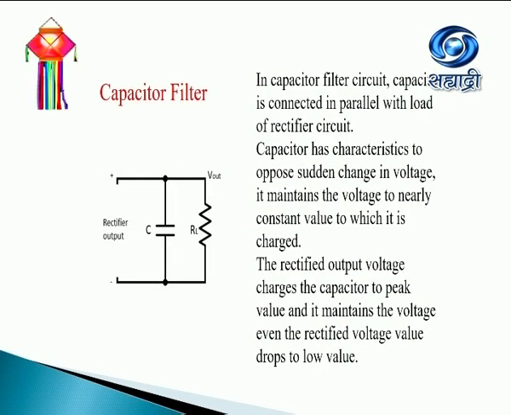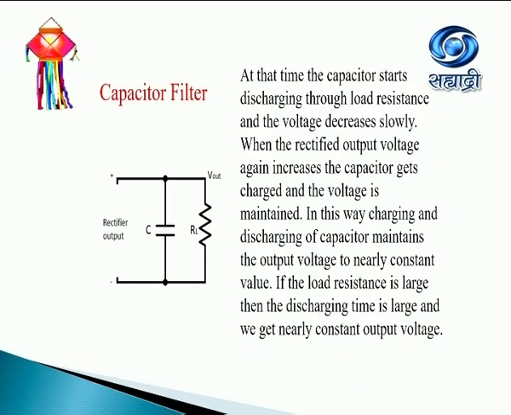In capacitor filter circuit, capacitor is connected in parallel with load of rectifier circuit. Capacitor has characteristic to oppose sudden change in voltage. It maintains the voltage to nearly constant value to which it is charged. The rectified output voltage charges the capacitor to peak value, and it maintains the voltage even when the rectified voltage drops to low value. At that time, the capacitor starts discharging through load resistance and the voltage decreases slowly.